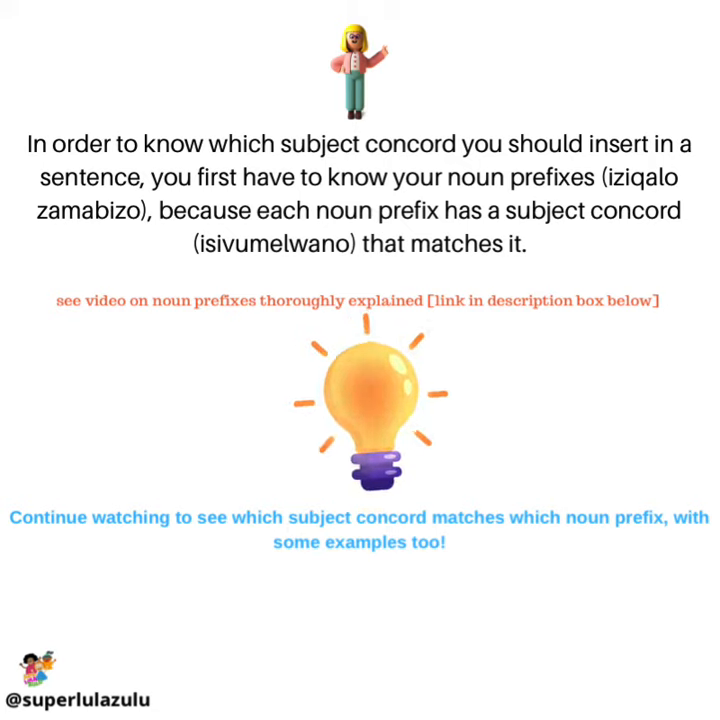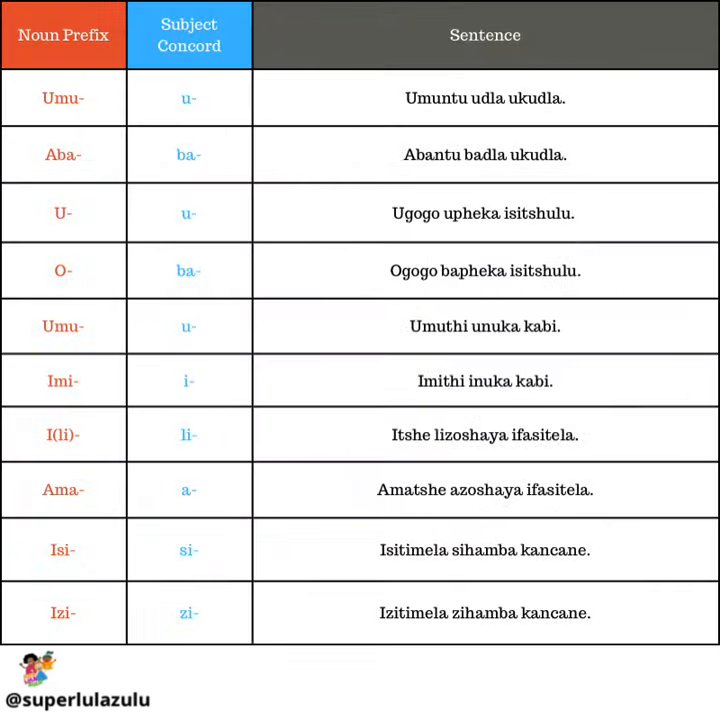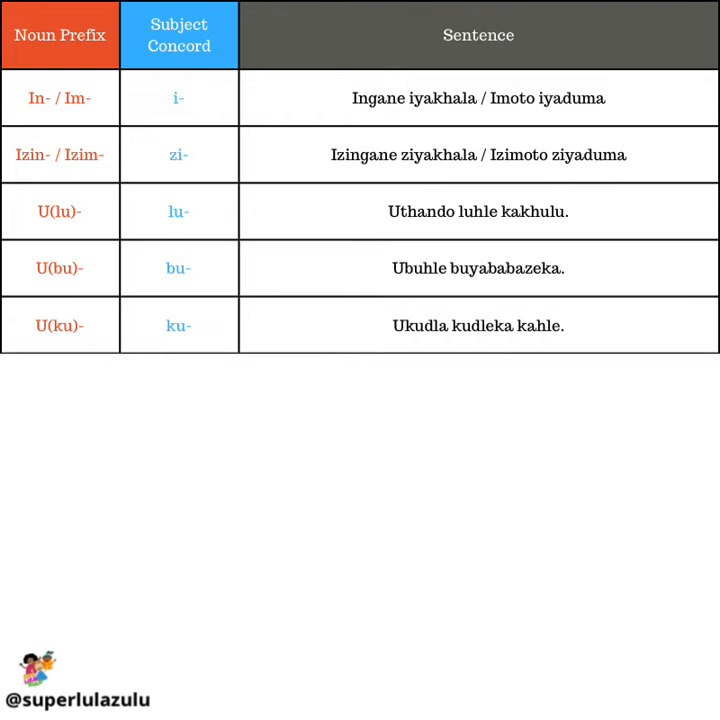Continue watching to see which subject concord matches which noun prefix with some examples too. What you now see is a table with 3 columns. In the first column are listed all the noun prefixes. In the second column are where all your subject concords are listed. In the third column is where I've given examples of sentences to show you how the noun prefix works together with the subject concord to create agreement in a sentence.